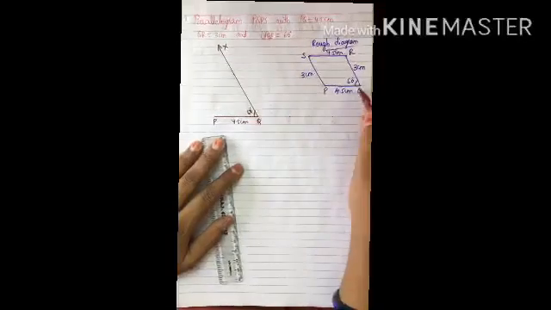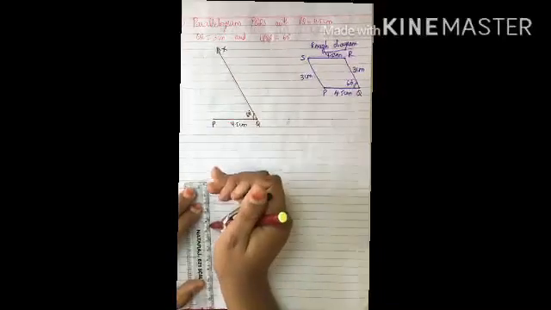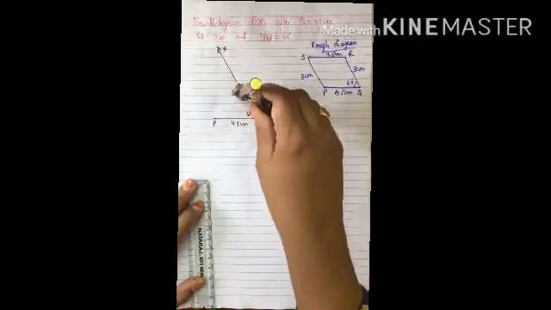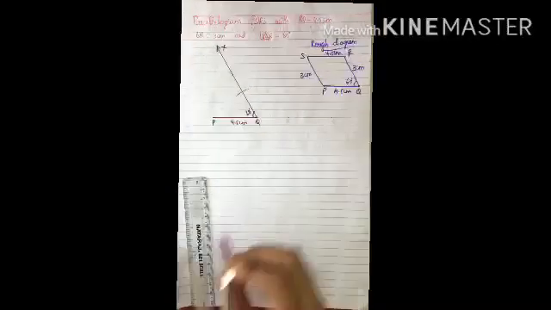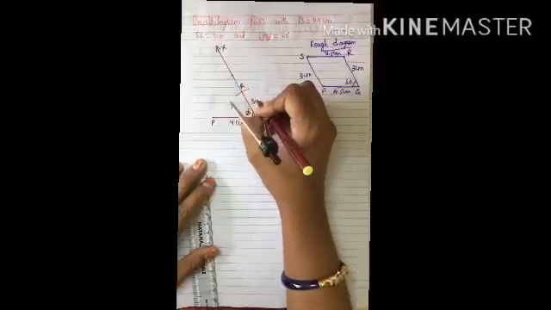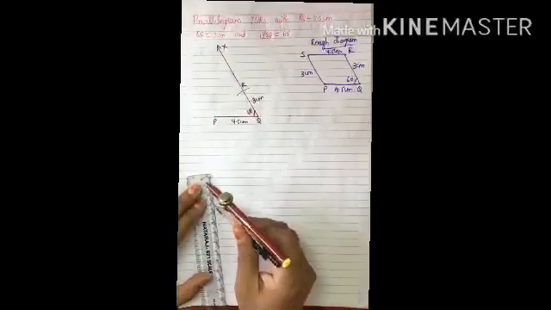Okay, next from Q to R is how much? 3 centimeters. So on the scale you take 3 centimeters radius, with Q as center and radius 3 centimeters, cut the ray QX at R. So this is 3 centimeters. And from P as center how much radius? 3 centimeters.